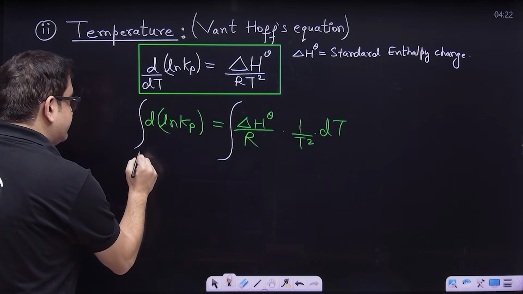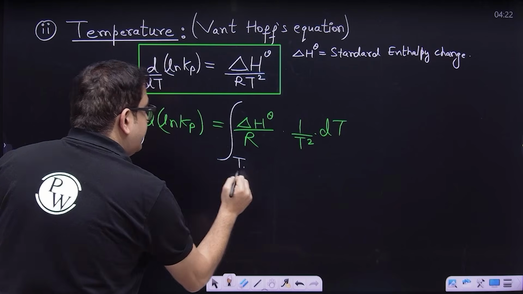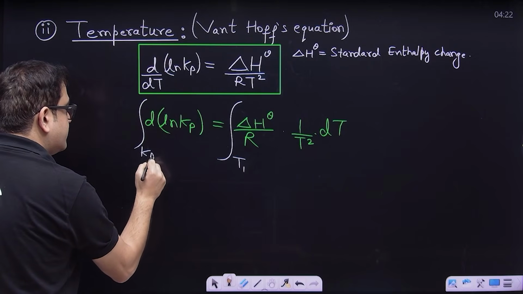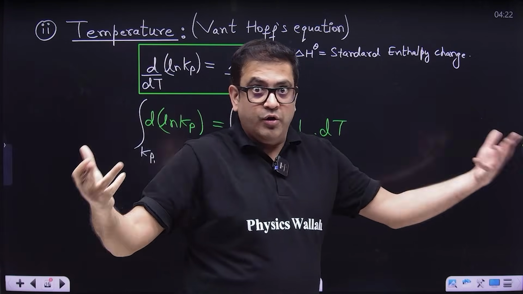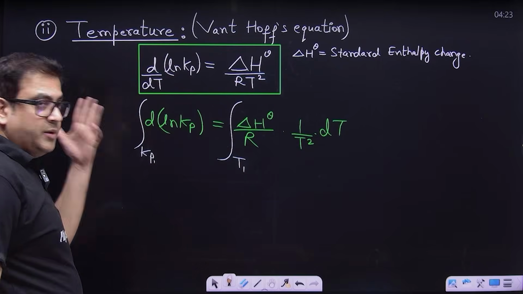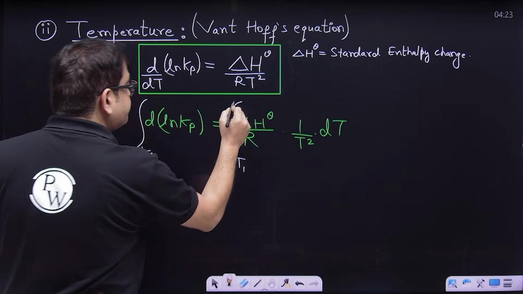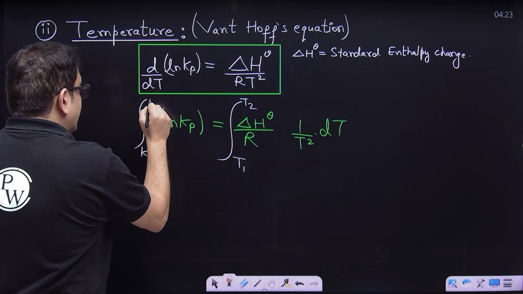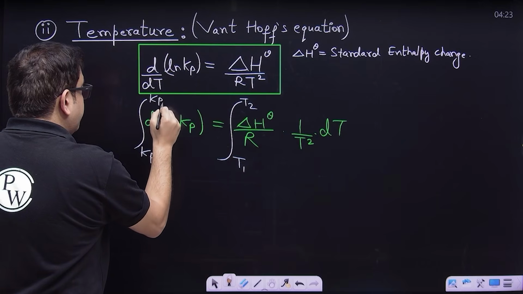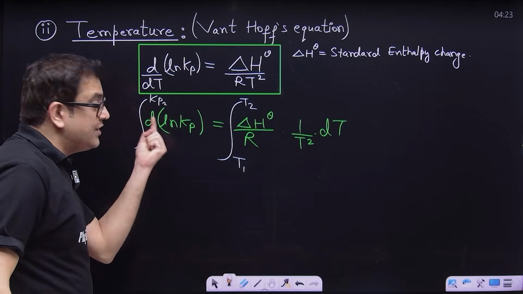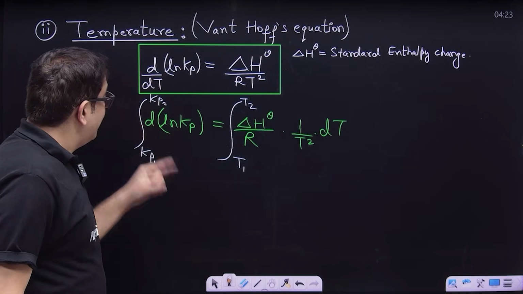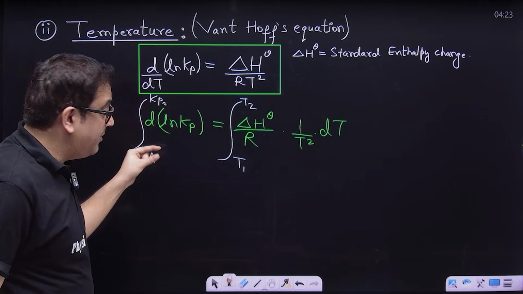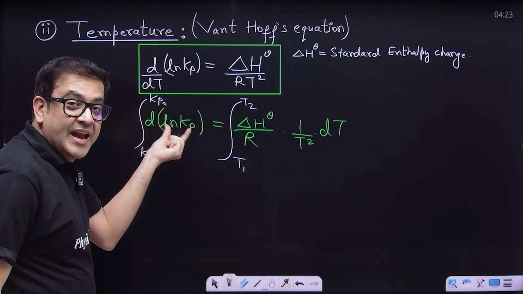Limit, let's say at temperature T1, the value of the equilibrium constant is, because temperature changes, the value of K changes. So at T1, let us suppose it is Kp1. At T2, let us suppose it is Kp2. So what is the integration of dx? X, put the upper limit minus the lower limit.